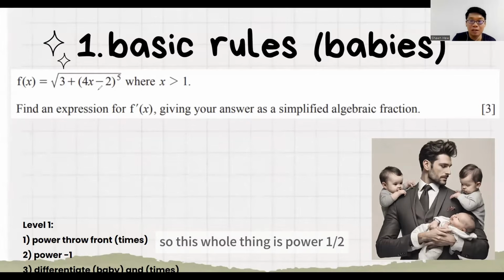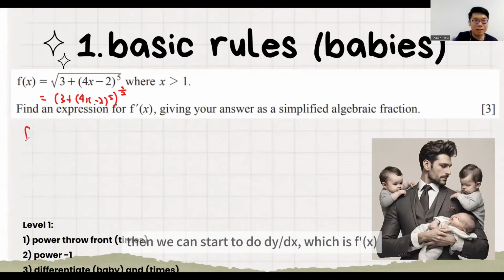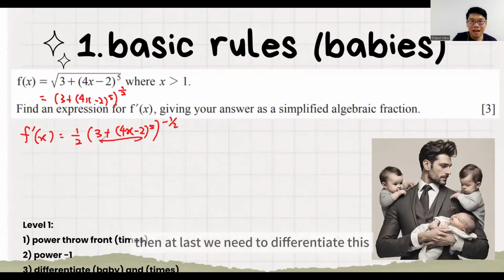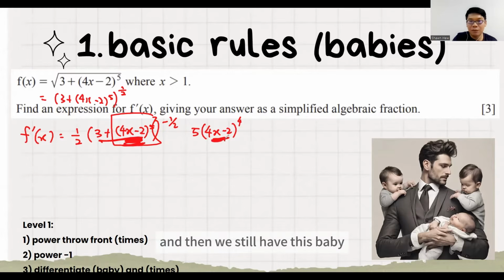So this whole thing is power half. We need to modify it first. Then we can start to dy/dx, which is f prime x, power through front. Everything inside the bracket we copy, power minus 1. Then at last we need to differentiate this. So differentiate 3 become nothing. Differentiate this part become 5, bracket 4x minus 2. Power is 5 minus 1 become 4. And then we still have this baby we need to differentiate, which is 4.